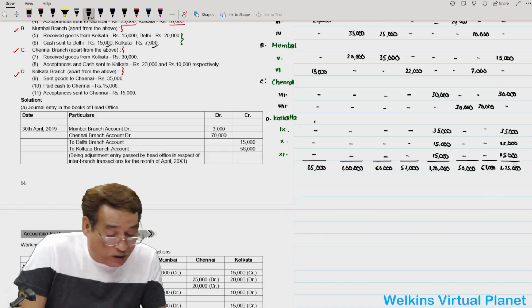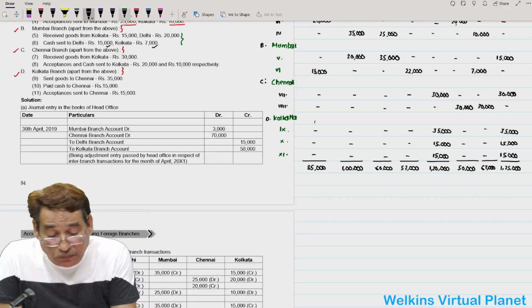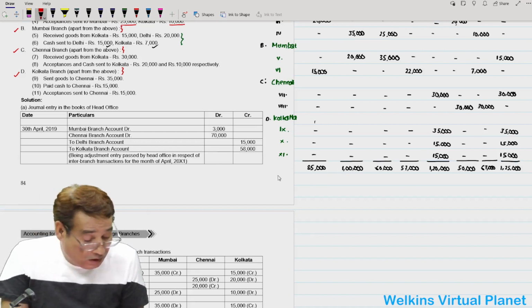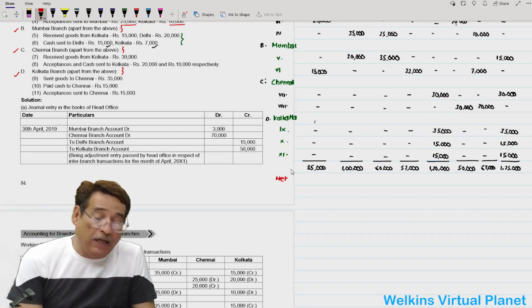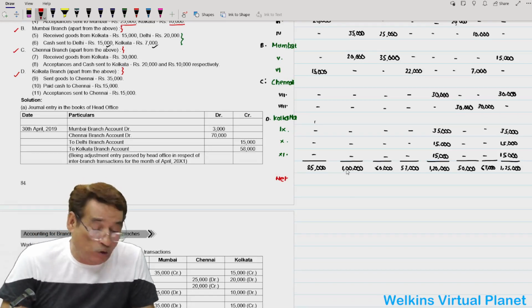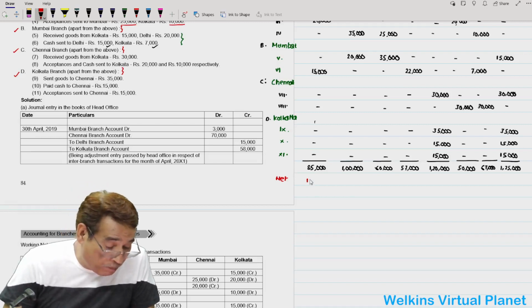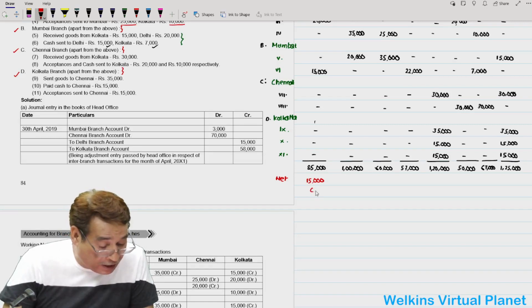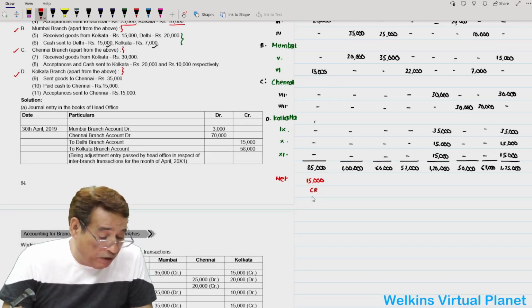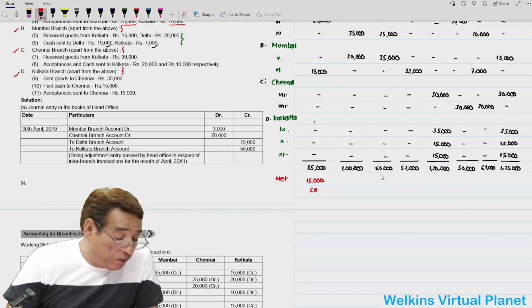Once you have totaled, now what are you going to write here, see here. Now you will take the balancing figure because credit side is more than debit side as far as Delhi is concerned. I will write the balancing figure here. However, this balancing figure will be known as credit balance, because credit side is bigger than debit side.